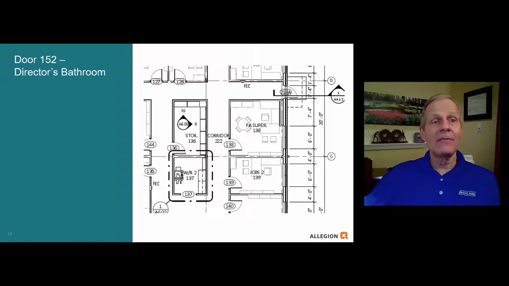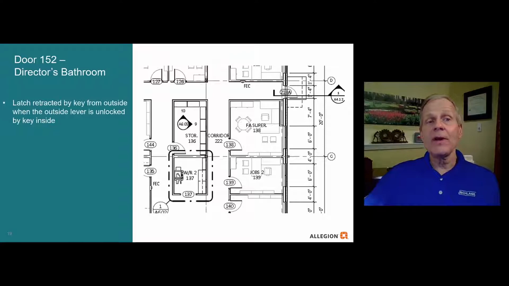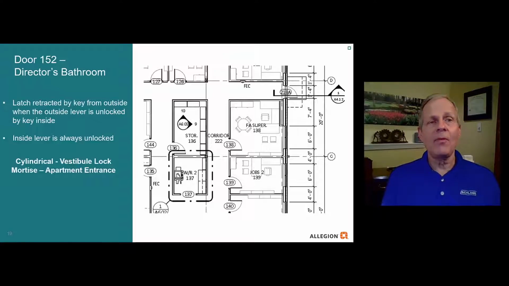Next one we have is a director's bathroom. Now, obviously, because it's a bathroom, we want to be able to have some privacy. So we want the latch retracted from the outside except when the inside lever or the outside lever is locked by a key. Or rather, it's a key on the outside, actually. Inside lever is always unlocked. So this would be an example of a cylindrical vestibule apartment entrance. So this one is actually not the director's bathroom. Okay, so this is actually the incorrect function here.